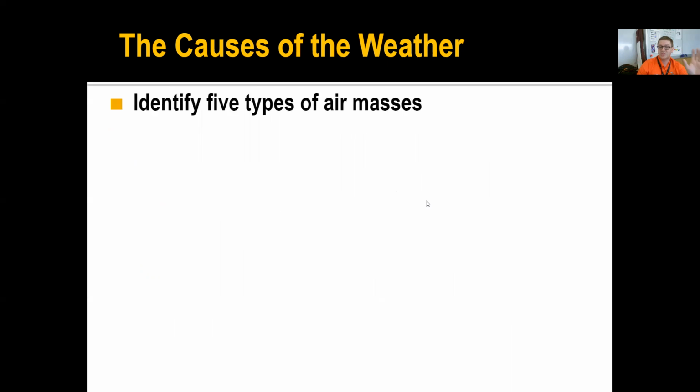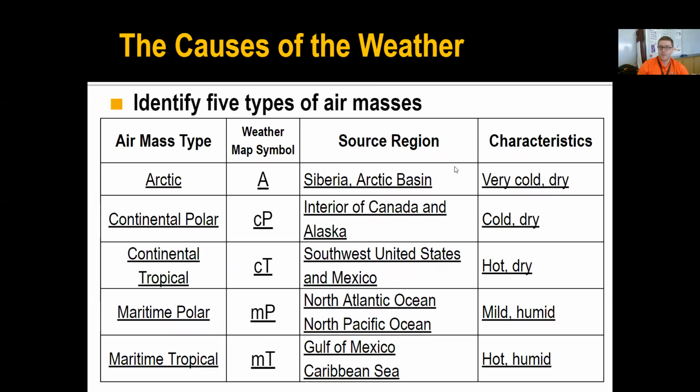So there are several different air masses that we're going to concern ourselves with. Here are what we refer to as the big 5. We have the Arctic air mass that's very cold and very dry.